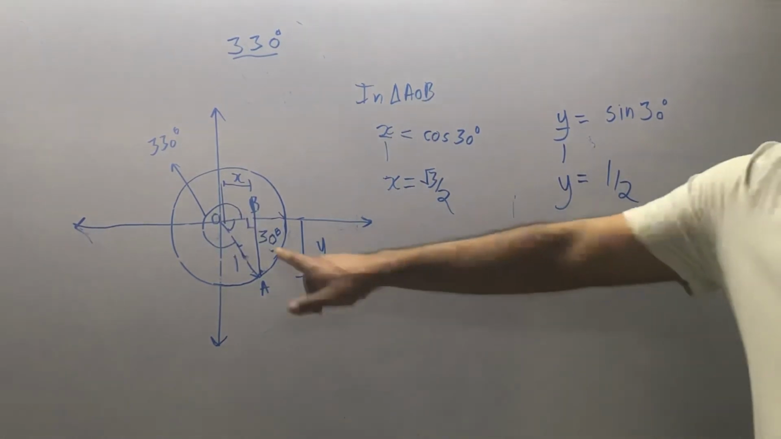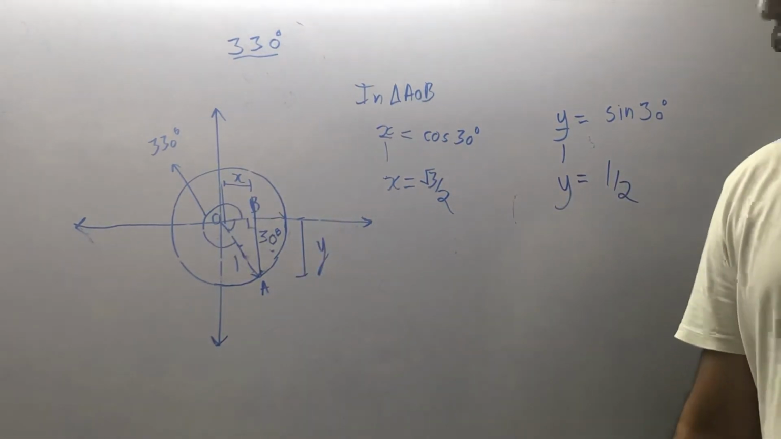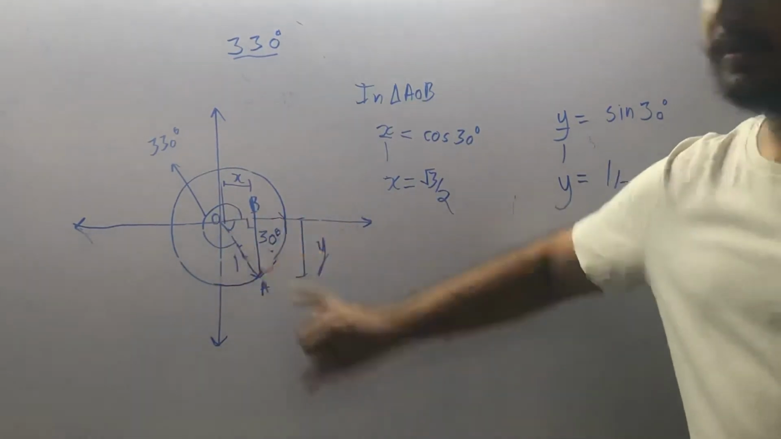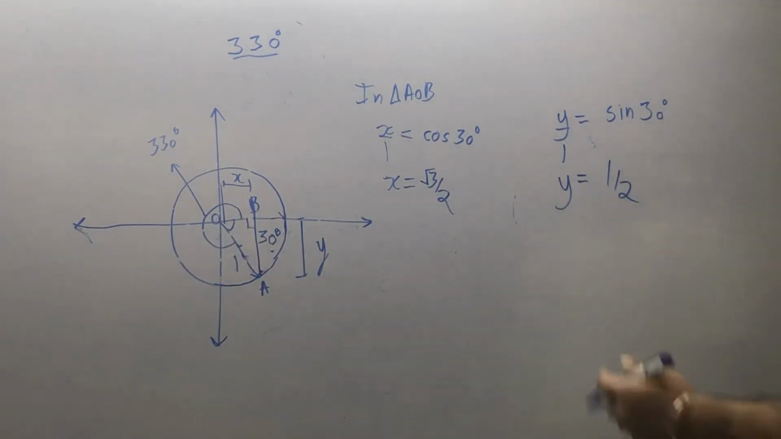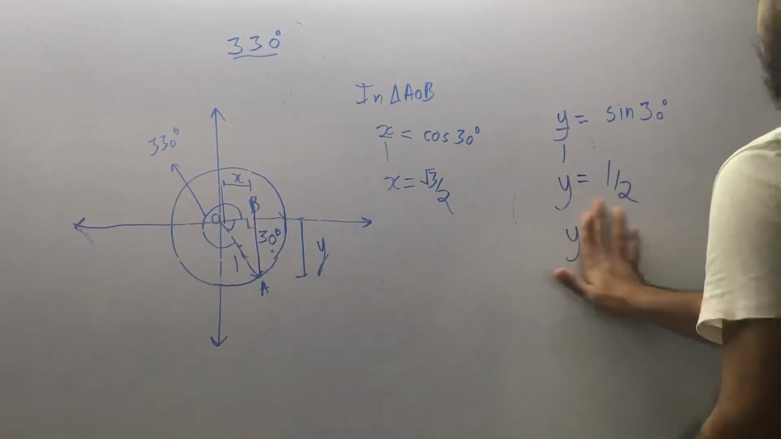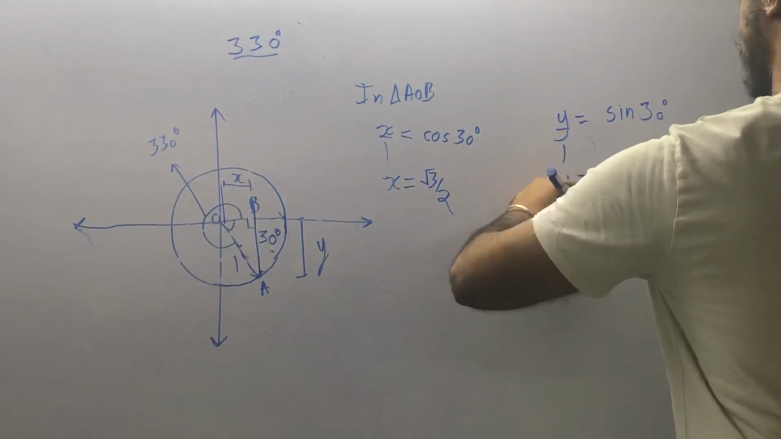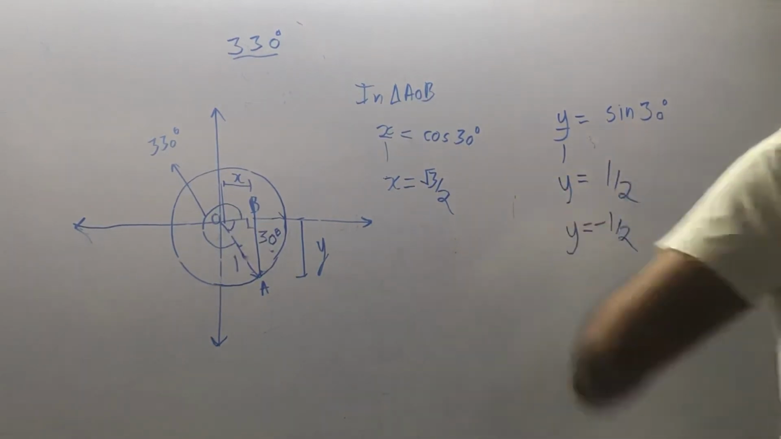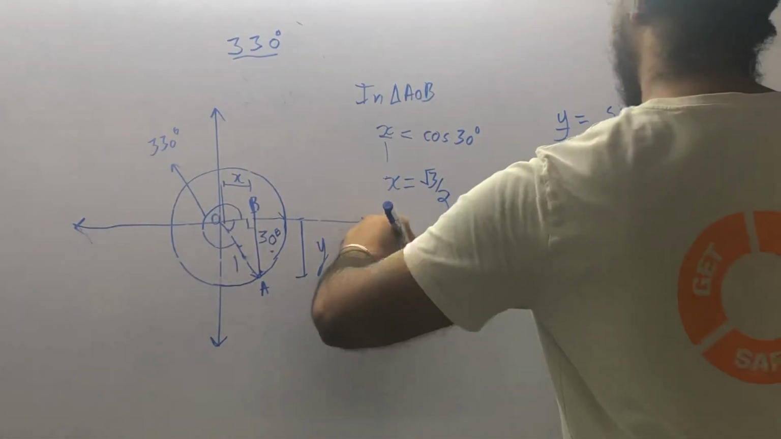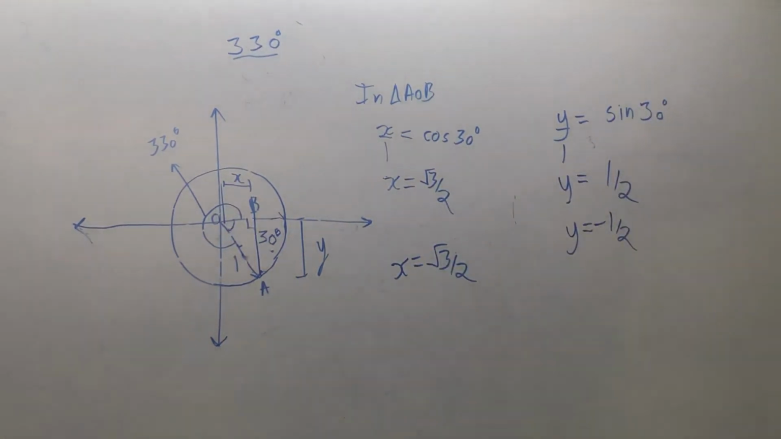Now which quadrant is this lying in? Fourth quadrant. In the fourth quadrant, Y is negative and X is positive. Since X is in this direction but Y is in the bottom direction, Y will be negative. So you can write here Y is equal to -1/2, and X will be the same because X is already positive. So X is equal to √3/2.